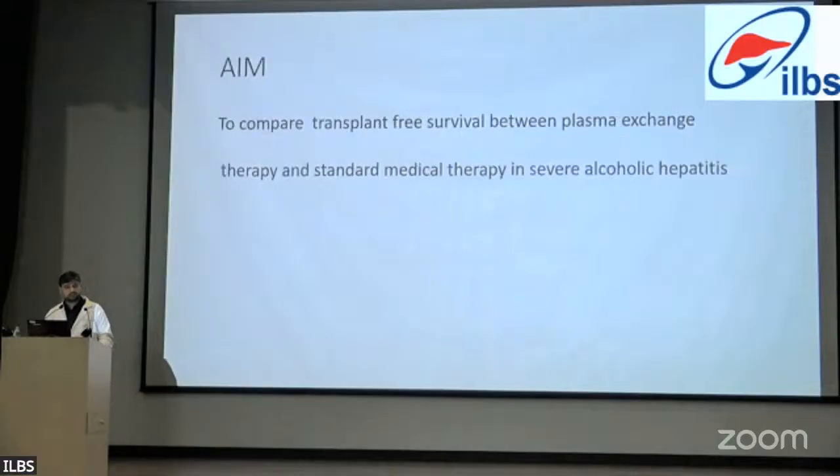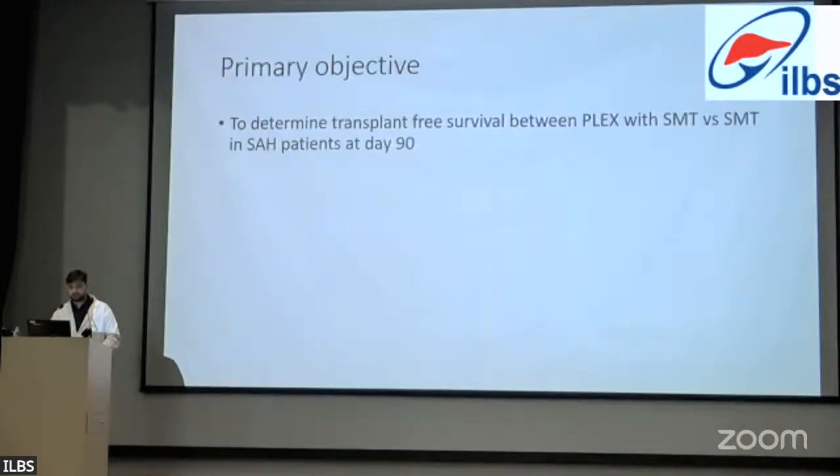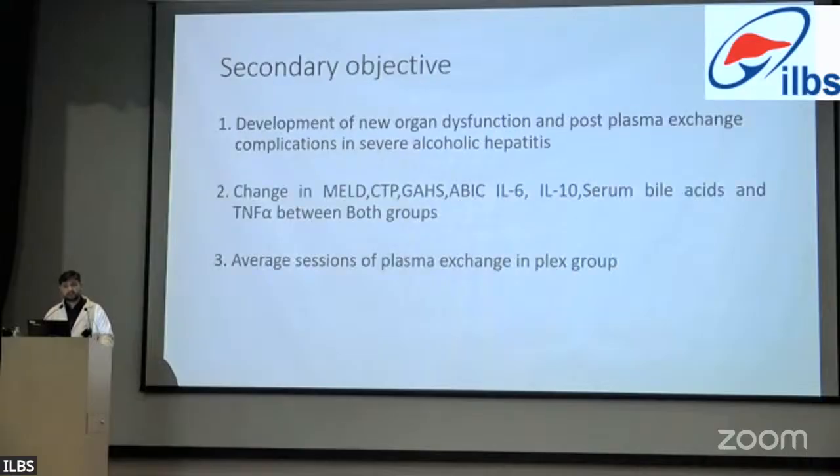Our aim of the study was to see the transplant-free survival between plasma exchange therapy and standard medical therapy in severe alcoholic hepatitis. Our primary objective was to determine the transplant-free survival between PLEX with SMT versus SMT in severe alcoholic hepatitis at day 90. The secondary objective was to see any development of new organ dysfunction and post-plasma exchange complications in severe alcoholic hepatitis, and also to see the change in MELD, CTP, Glasgow alcoholic hepatitis score, ABIC score, IL-6, IL-10, and TNF-alpha between both groups at different timelines, and the average sessions of plasma exchange in the plasma exchange group.